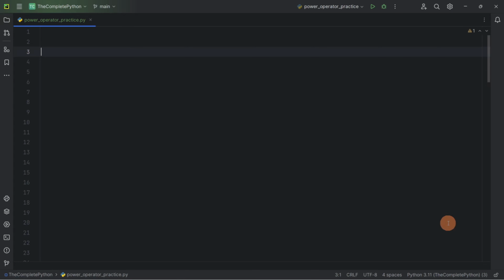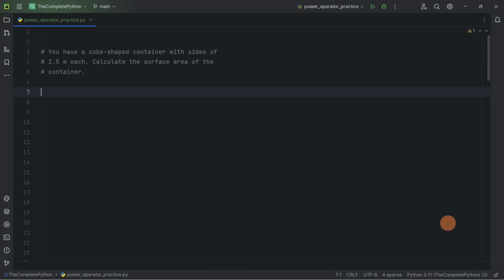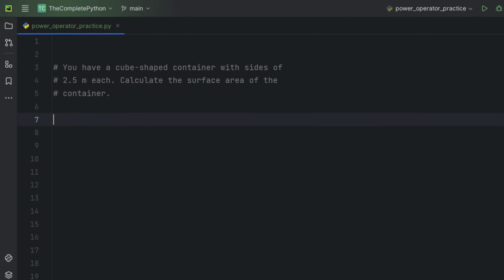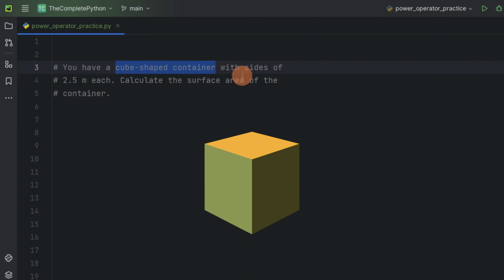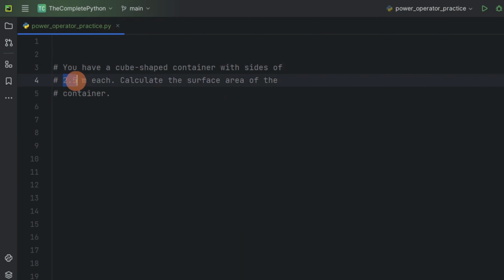Now let's solve the very first question. You have a cube shaped container with the sides of 2.5 meters each. Calculate the surface area of the container. Now let's try to understand what this question is. So we have a cubical shaped container whose sides are 2.5 meters. Now we have to calculate the surface area of this cubical container.